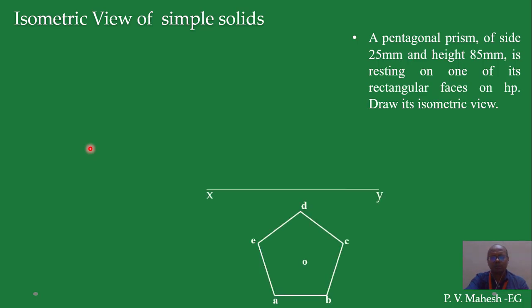Then we will see the pentagonal pyramid. Actually it should be pyramid, here it is a mistake. I am drawing the pentagonal pyramid. Okay, 25 mm base and 85 mm height. So first what we have to do, draw one of the rectangular faces. Again mistake here, 1 second.